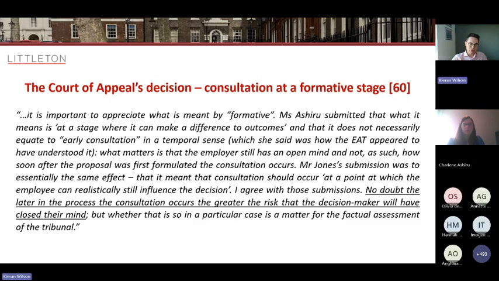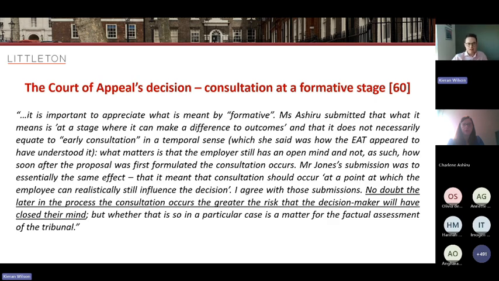The next issue was the question of what consultation at a formative stage meant. And that expression came from the British Coal case in 1994 about what good consultation looks like, albeit not in the employment context. Now, as far as that issue was concerned, there wasn't actually much between the parties on it, and you can see the different ways in which it was put before the Court of Appeal on the slide. In effect, consultation at a formative stage means at a stage where it can make a difference to outcomes, or at a point when the employee can realistically still influence the decision.